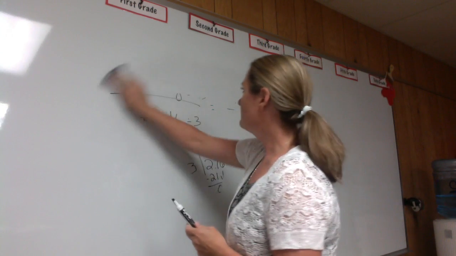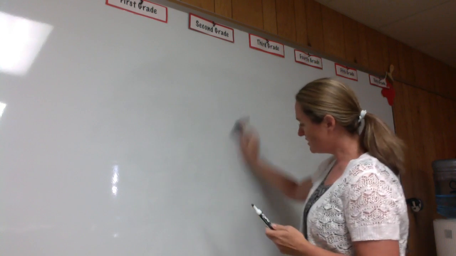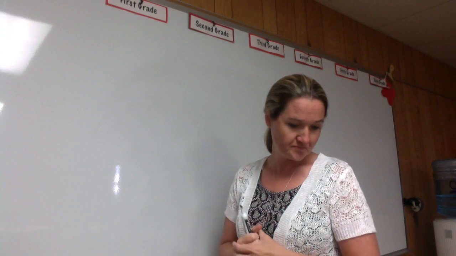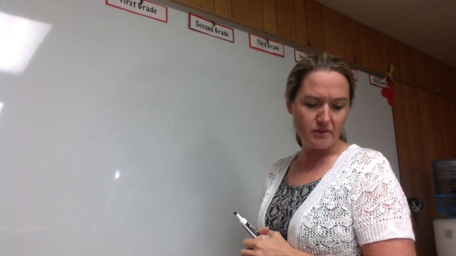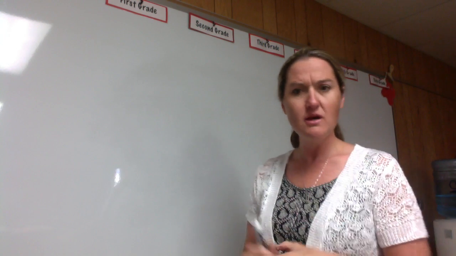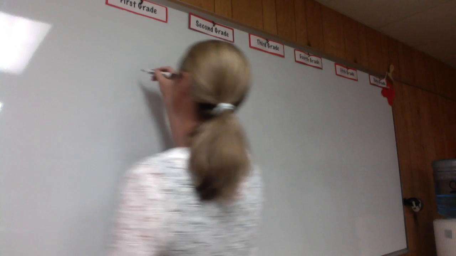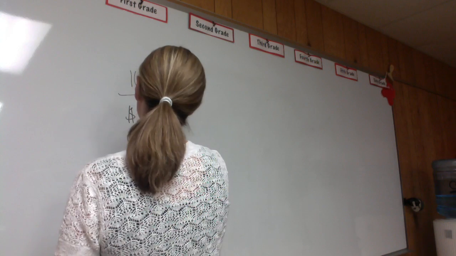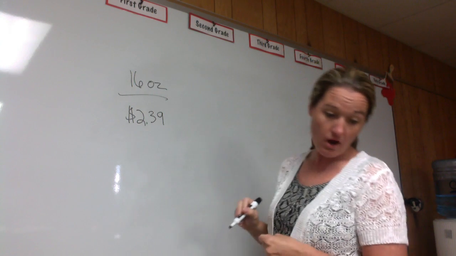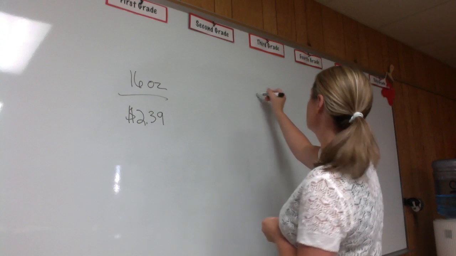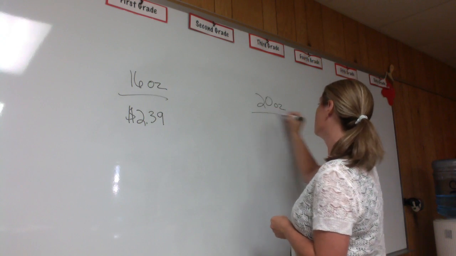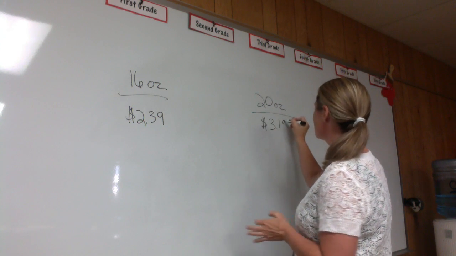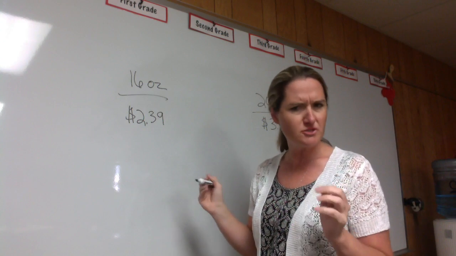All right, now let's go back to one of those examples where I said you may need to use unit rate to decide what is the better deal. Say I go to the store and I have the option. I can buy 16 ounces of crackers for $2.39, or I could buy 20 ounces for $3.19.